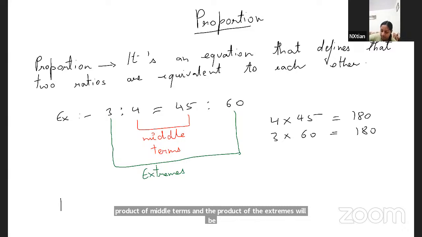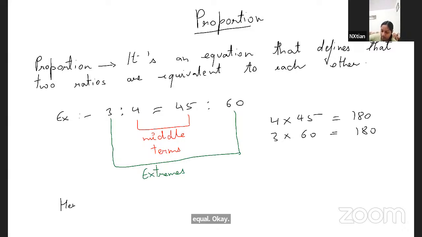Hence, 3:4 is equal to 45 to 60 is true.